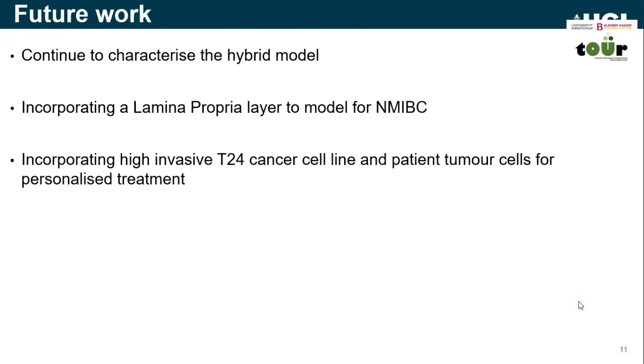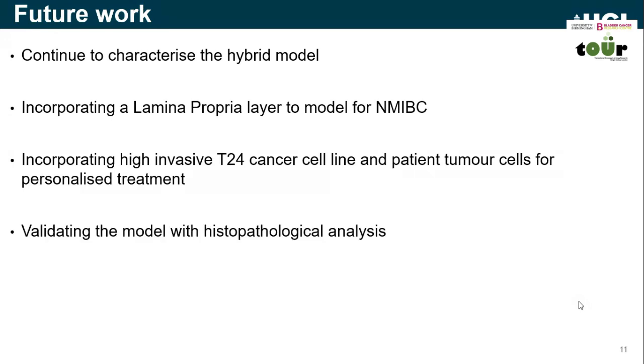We also want to incorporate other bladder cancer cell lines to validate the concept that we have with the hybrid model. So we want to use a highly invasive T24 cell line, but also in the future, we could look at patient tumor cells for more personalized treatment and screening of other treatments. We also want to validate the model using histopathology. So we're in collaboration with a consultant urologist who will help advise whether it actually looks like a bladder tumor from a patient, which will be nice.